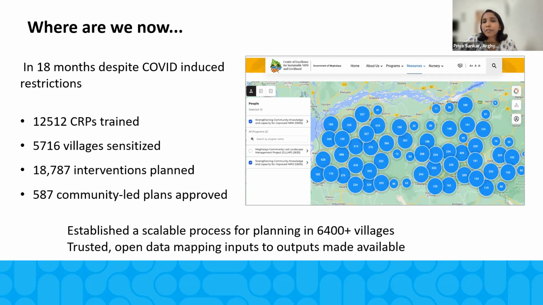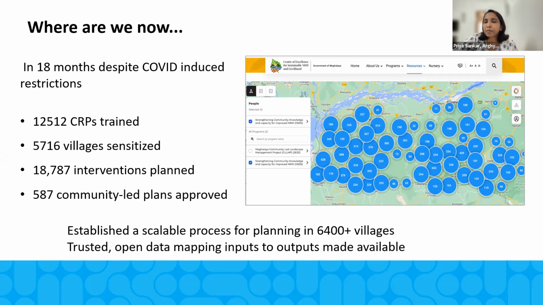CRPs trained across 5,700 villages in the state of Meghalaya. The blue dots that you see on the screen are actually the people. We know who they are, where they are located, what they are trained on, what plans they have created. We are right now in the planning phase and yet to implement to reach water security.